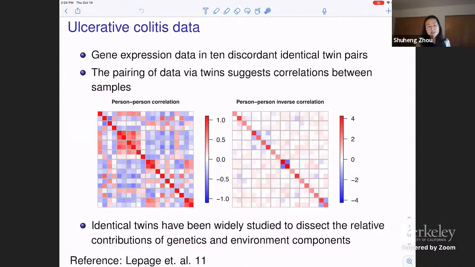So the pairing of the data suggests that the correlation between samples exists a priori. Moreover, in many experiments, there may be unwanted or unexpected correlations from the samples, for example, due to treatment or some other environmental factors. This is one of the important aspects in gene expression studies, as pointed out by Professor Efron in large-scale inference, which he pioneered. So we want to use this example to motivate the high-dimensional and complex data part of the talk.